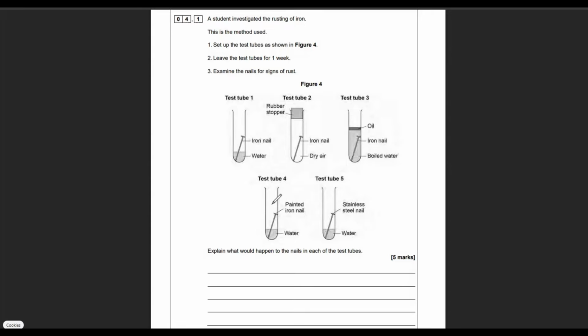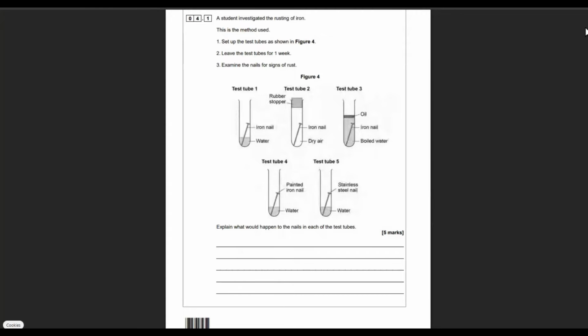And test tube 4, gosh, there's 5 of these. We've got a painted iron nail and we've got water. And then test tube 5, we've got a stainless steel nail and we've got water and obviously exposed to air as well. Explain what would happen to the nails in each of the test tubes. So you need to say whether it would rust or not rust, and then why. And you need to do that for test tube 1, 2, 3, 4, and 5. So 5 sentences, 5 marks. Why don't you press pause on the video, have a go, and then unpause and watch my explanation. All right, let's go.